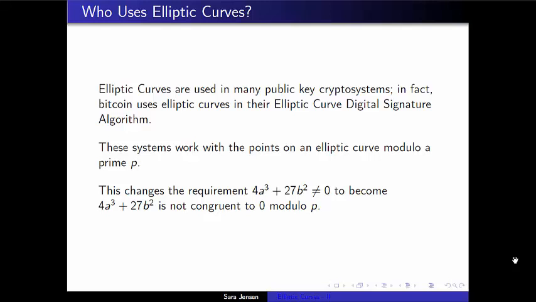If you'll recall, in the first set of videos, we had these depressed cubic elliptic curves of the form y squared is x cubed plus ax plus b. And we had this technical requirement that the quantity 4a cubed plus 27b squared could not be equal to 0. That requirement is now going to change to become 4a cubed plus 27b squared cannot be congruent to 0 modulo the prime that you're working in.